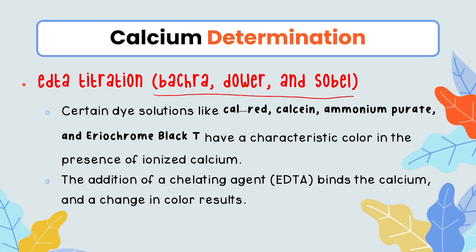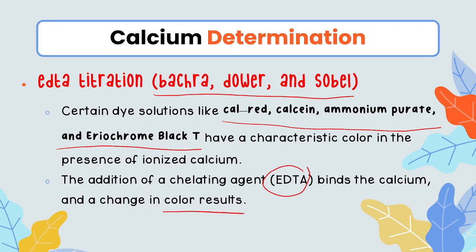So here in your EDTA titration, dye solutions will be used. These are Calred, calcein, ammonium purpurate, and Eriochrome Black T. These are examples of dye solutions that can be used for EDTA titration, and these dyes have a characteristic color in the presence of your ionized calcium. Now, upon adding your chelating agent, specifically your EDTA, it will bind to your calcium and then a change in color will result. So, it is still colorimetric, and it involves the use of your EDTA.